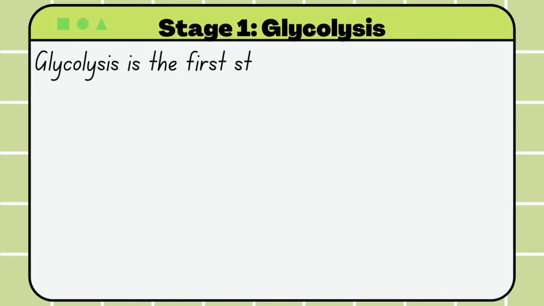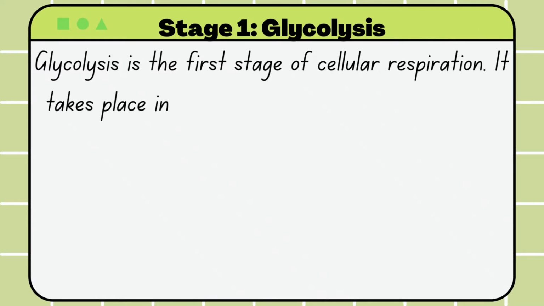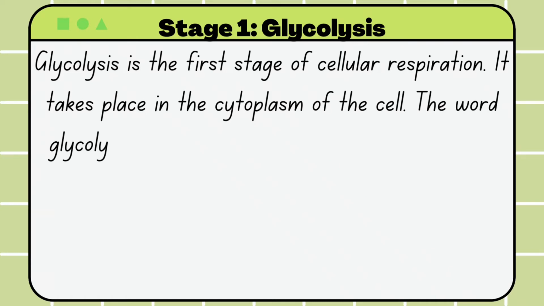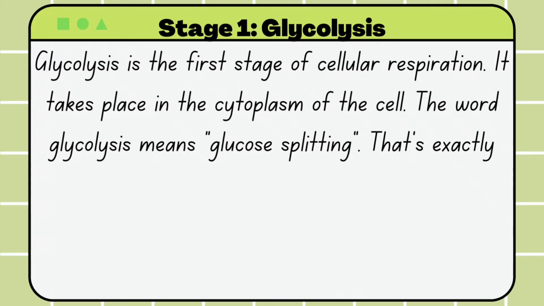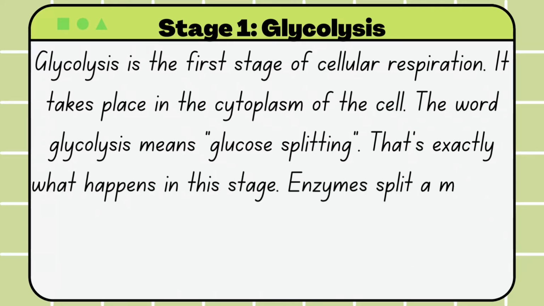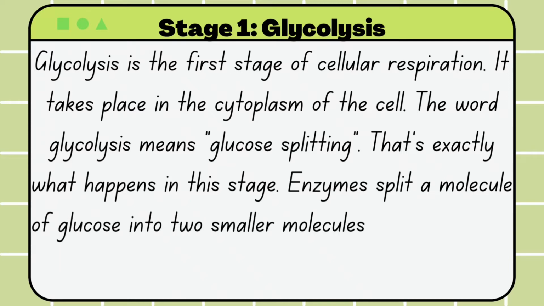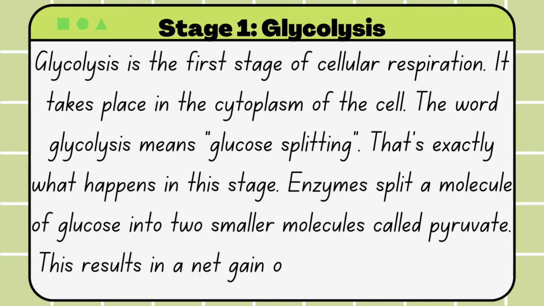Glycolysis is the first stage of cellular respiration. It takes place in the cytoplasm of the cell. The word glycolysis means glucose splitting. That's exactly what happens in this stage. Enzymes split a molecule of glucose into two smaller molecules called pyruvate. This results in a net gain of two molecules of ATP.